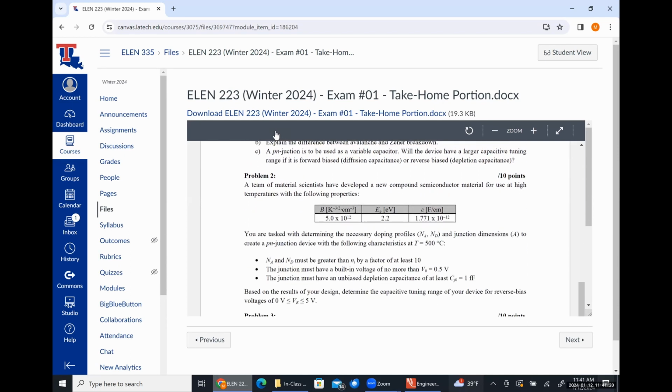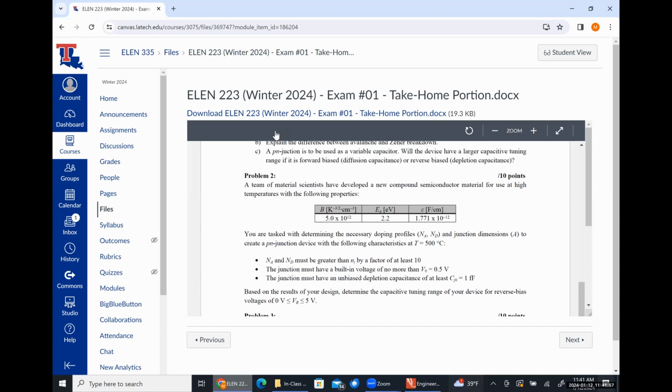Problem 2 is a design-ish problem, in as much as I'm giving you just parameters for a made-up semiconductor, and then your job is to design effectively a diode under the following constraints. NA and ND, so your doping concentrations for your acceptors and donors, must be greater than the intrinsic carrier concentration by a factor of at least 10. The built-in voltage of the junction can't be greater than half a volt, and the unbiased depletion capacitance needs to be at least 1 femtofarad.